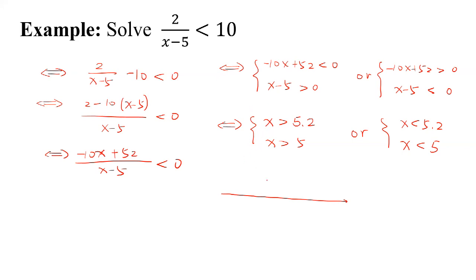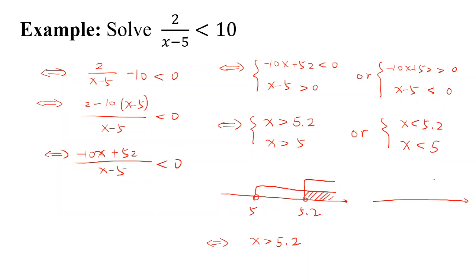Okay, now we can use a number axis to determine the final solution. So for the first branch, this is 5, this is 5.2, right? So first of all, x should be greater than 5.2 here, and then x should be greater than 5. So the final solution of the first branch is overlapped area here. This means first branch equals x greater than 5.2.